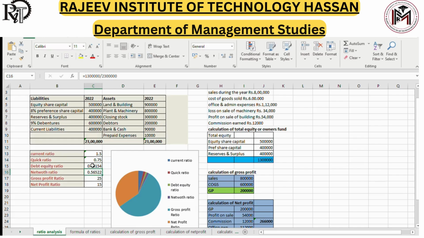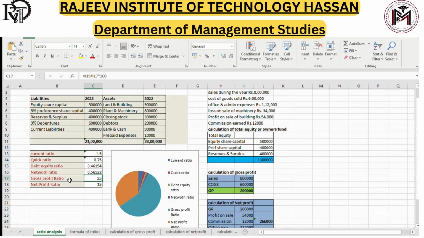Usually the current ratio is supposed to be more than 2, 2 is to 1, meaning total current assets will be 2 and current liabilities will be 1. But according to this company's performance, total current assets are 1.5 to 1. Let me talk about the net worth ratio. Nearly 56% of the funds have been invested in the company by the investors, the shareholders or the proprietors of the company.